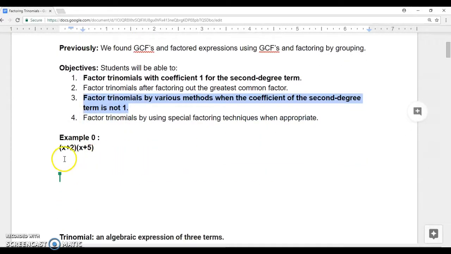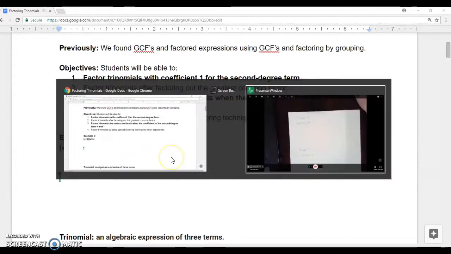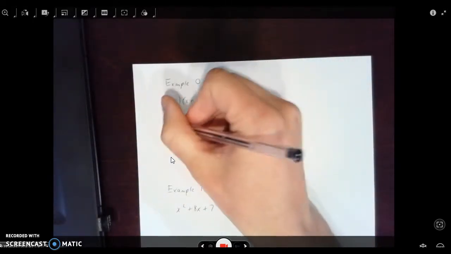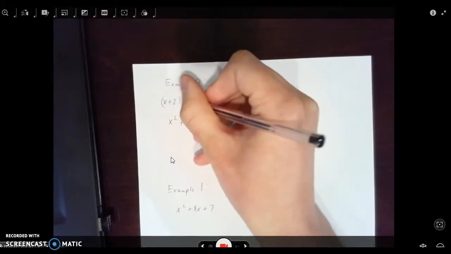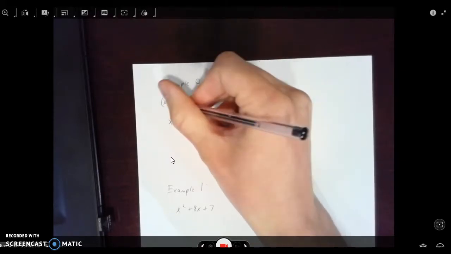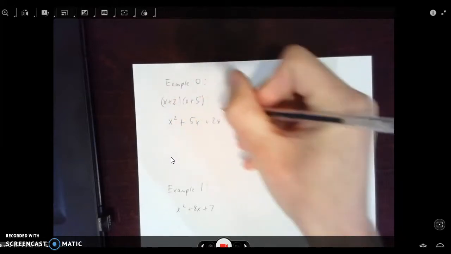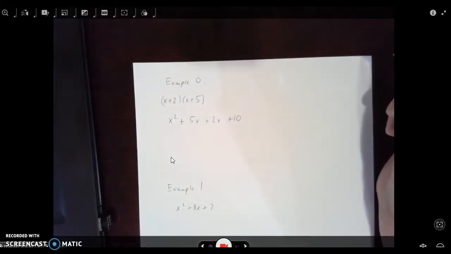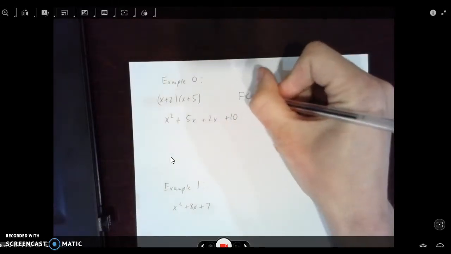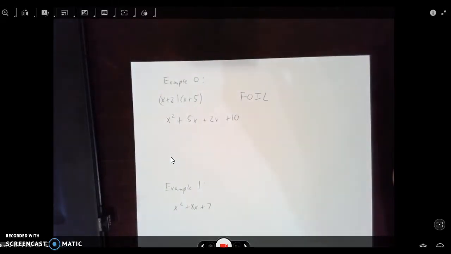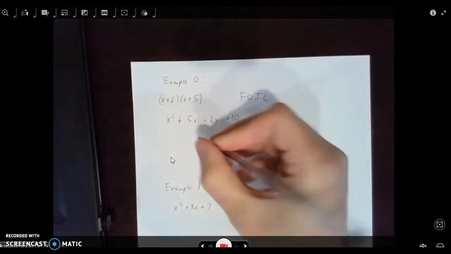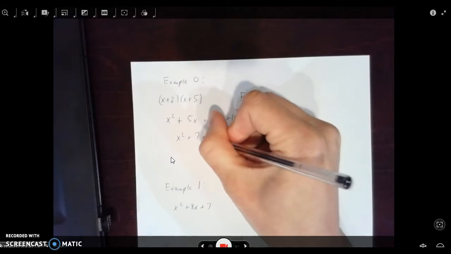But let's start out today by looking at a familiar problem from days gone by, x plus 2 times x plus 5. And you may wonder what this has to do with factoring trinomials. Well, let's take a look. X plus 2 times x plus 5, we know how that works. X times x is x squared. X times 5 is 5x. 2 times x is 2x. 2 times 5 is 10. Remember, some of you like to use the FOIL method to do this. I prefer just to think about using the distributive property. It's x squared plus 7x plus 10.